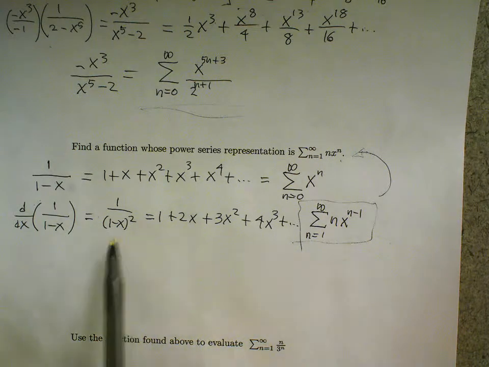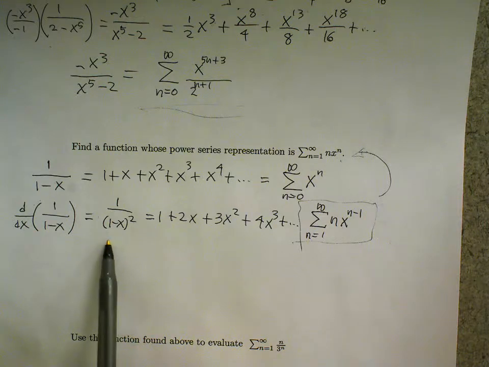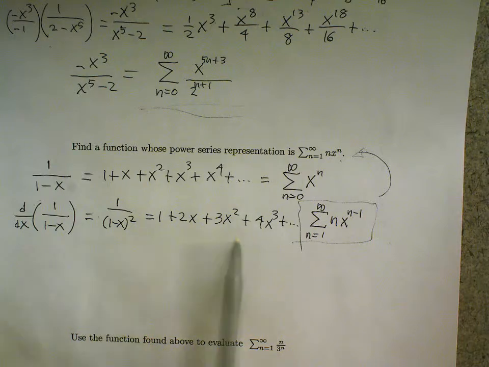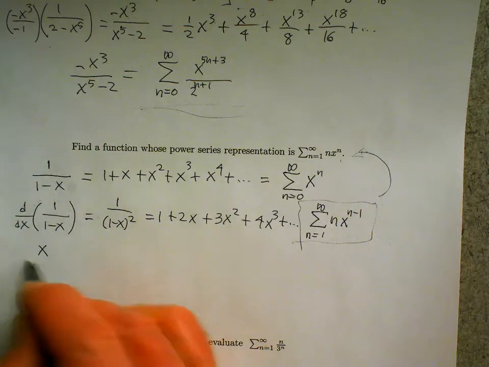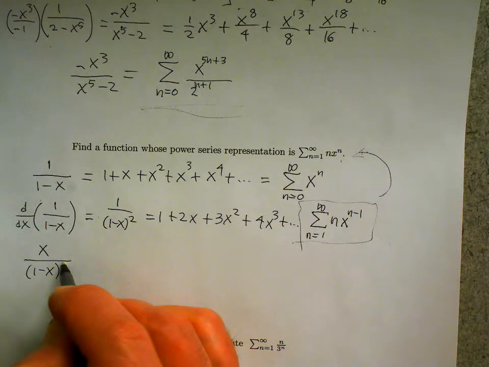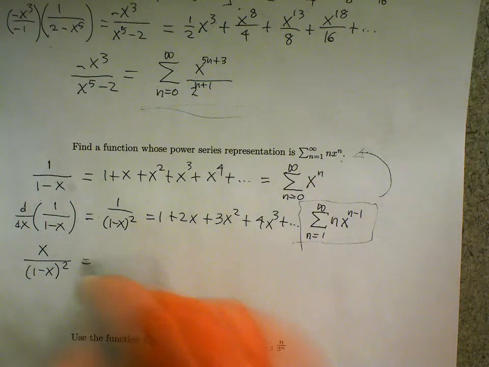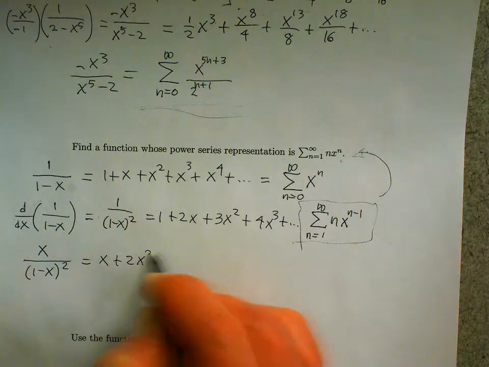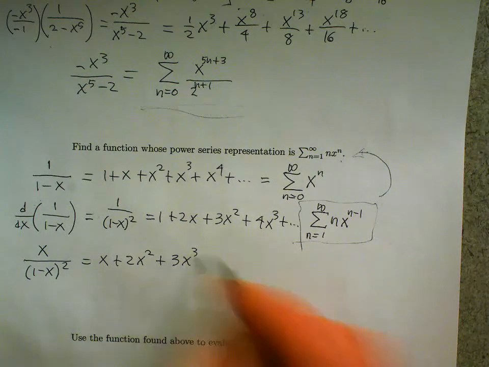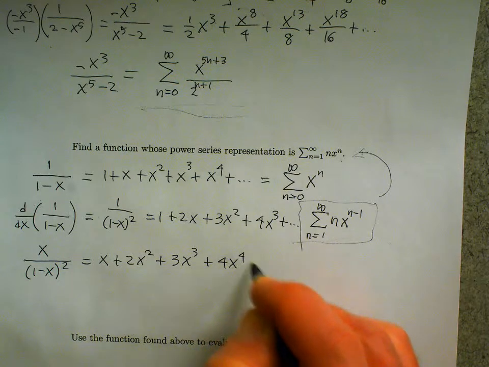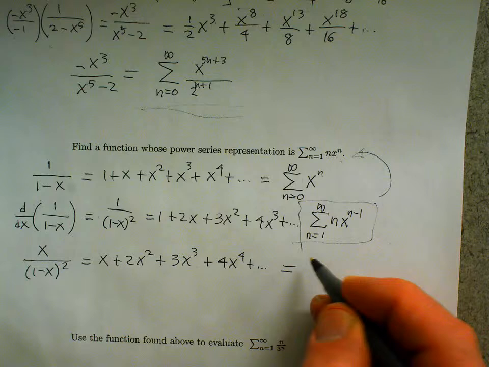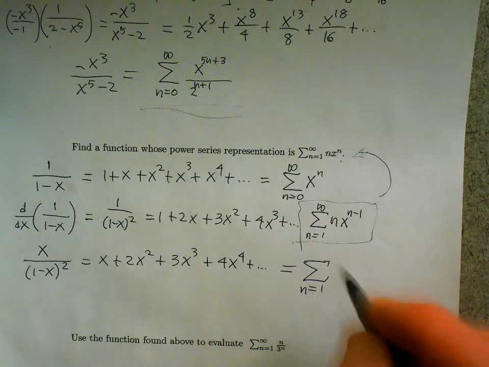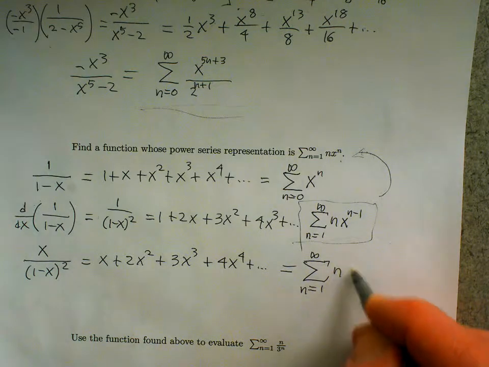So what we'll do is we'll multiply this function, 1 over 1 minus x squared, we'll multiply both sides of that by x. So we get x over 1 minus x quantity squared. Then on the right-hand side, multiply every term by x. We get x plus 2x to the second plus 3x to the third plus 4x to the fourth, and so on. And in sigma notation, starting at n equals 1, the terms are n times x to the n.